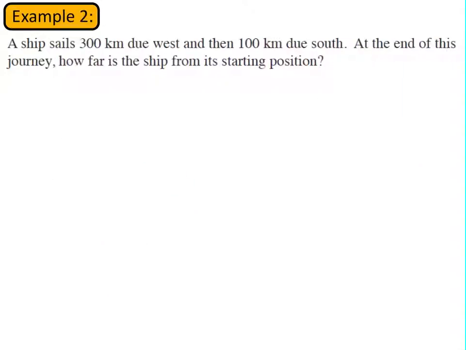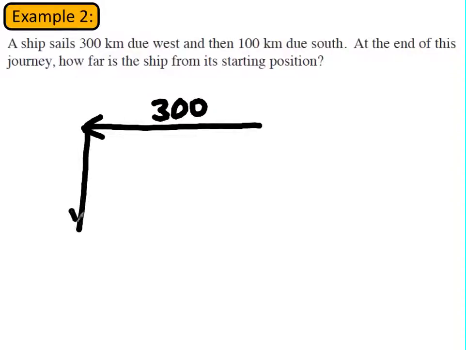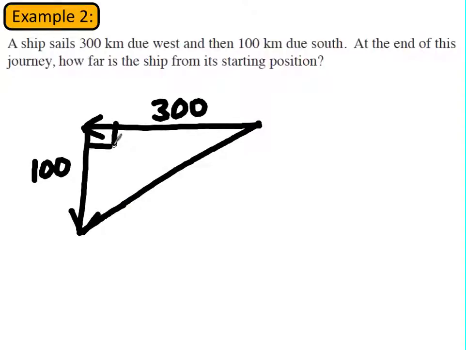Okay, let's do another one. A ship sails 300 kilometers due west, then 100 kilometers due south. At the end of this journey, how far is the ship from its starting position? So let's imagine we're looking down on this. First of all, we're going to go 300 kilometers due west. So west perhaps is in that direction, 300 kilometers. And after that, we're going to go 100 straight down, south. How far are we away from our starting point? Well, what that means is we need to work out this distance I've just drawn there, the hypotenuse, in fact, of this right angle triangle.